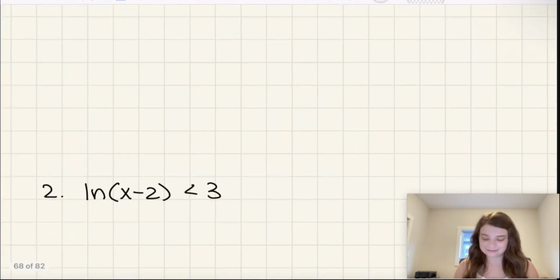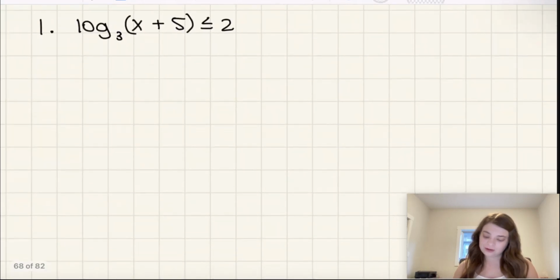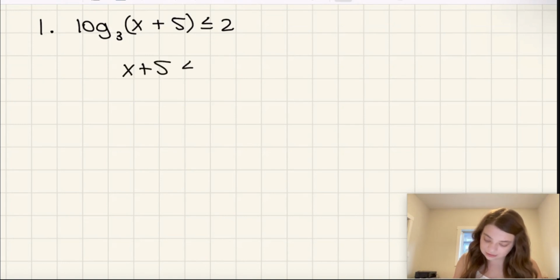So let's dive in. My first step, in order to get rid of the logarithm form, is to switch this to exponential form. Recall that what the logarithm is of, which in this case is x plus 5, must be less than or equal to the base to the power of the answer. So in this case, 3 squared. And so this is the equivalent exponential form of the logarithm. And then we need to solve this.